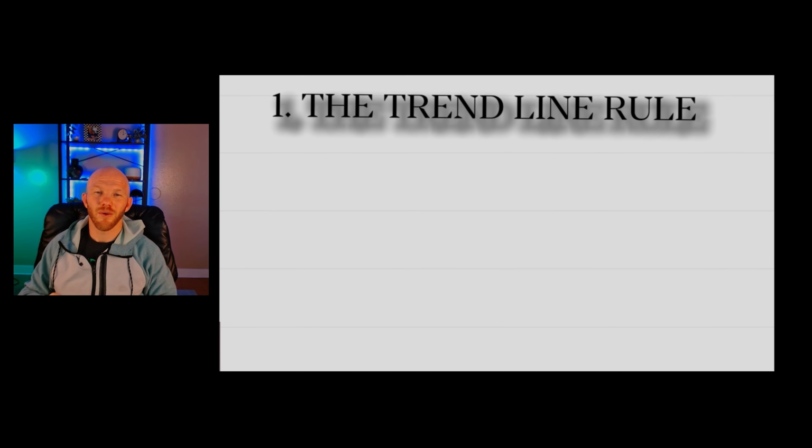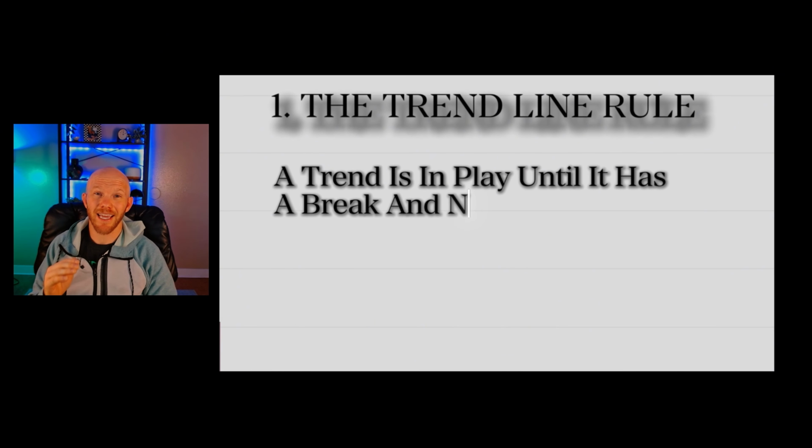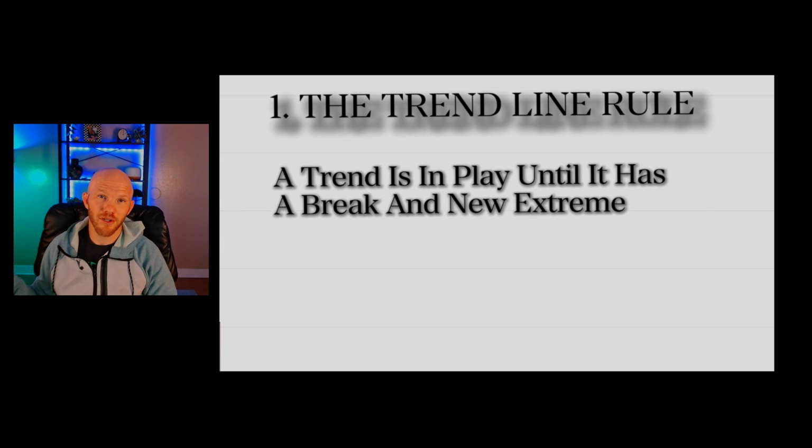Rule 1 is the trend line rule, which is that a trend is in play until it has had a break of the trend and then a push to a new extreme. We've all heard of trends, and most traders know to wait until a trend is broken before looking for a reversal, but that's not actually when a trend is done.